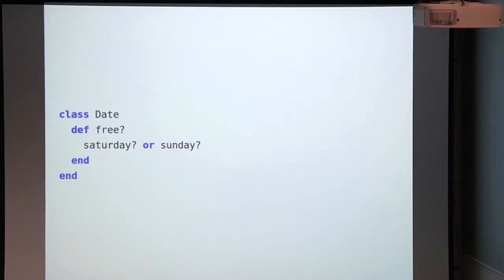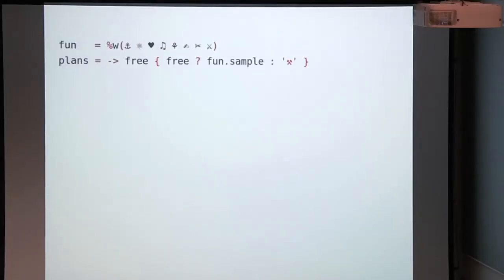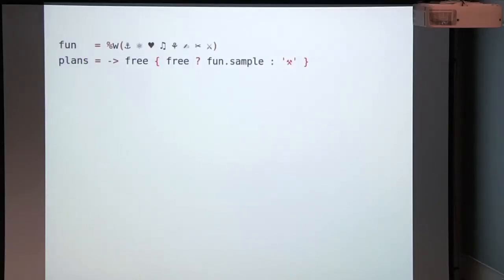Next, let's say we have a free predicate that says whether a given day is free because it's Saturday or Sunday. This is what we love about Ruby, that we can do it just like that, and it will call the Saturday or Sunday methods on the date object in question. Let's say we have all kinds of fun activities that we like to do. Let's say we have a method, or lambda in this case, that takes a predicate, and if the predicate is true, it will sample one of the fun activities, otherwise we're going to have to work. And this is the final method that I want to show you from Enumerable.